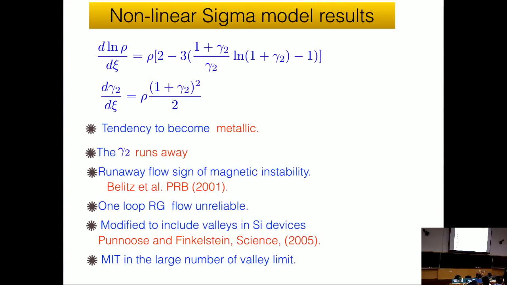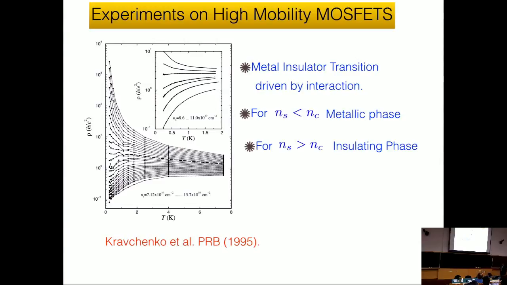Now, what happened is, as I just told you, this set of equations was not able to completely describe the fact that there is a metal insulator transition, even though there was an indicator that things could go metallic. So what happened? Finkelstein and Punnus, or Punnus and Finkelstein, essentially took over this description, added the fact that silicon has some valley degeneracy, and in the limit of a large number of valley degeneracy points, essentially showed that there could be a fixed point, and this fixed point could actually describe a metal insulator transition of this sort.